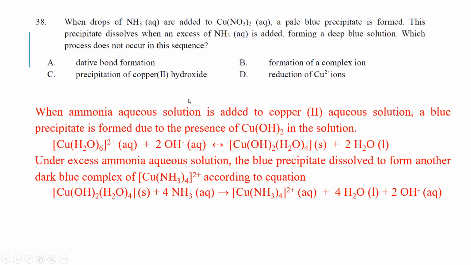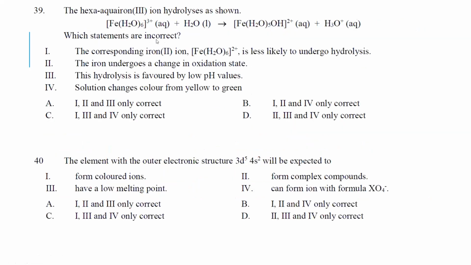Of course, when you form a complex, there definitely is a dative bond. And of course, they form a complex ion, so B is correct. Precipitation of copper(II) hydroxide is also formed in the reaction. However, there is no reduction of the copper ion. So this is the only observation which is not present in these reactions. So 38 is D.